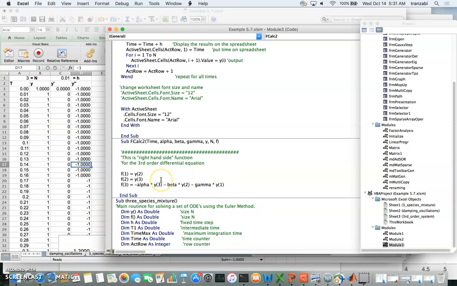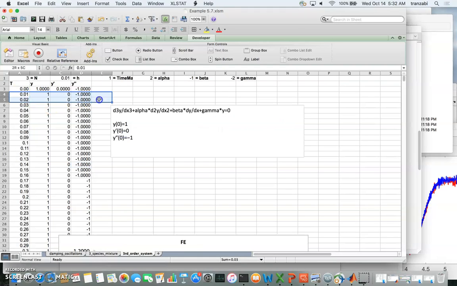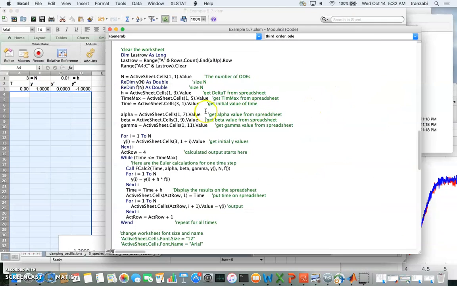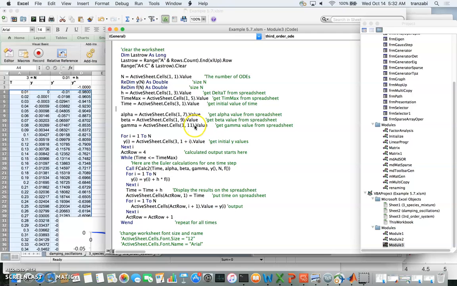There you go. So the only change would be, I think, these three lines and reading alpha, beta, gamma from the spreadsheet. Nothing else. Everything would be the same as example 5.7 of the book or the three species problem. So let's run this. I'm going to clear this up and go back to the script, reset, run. There we go.